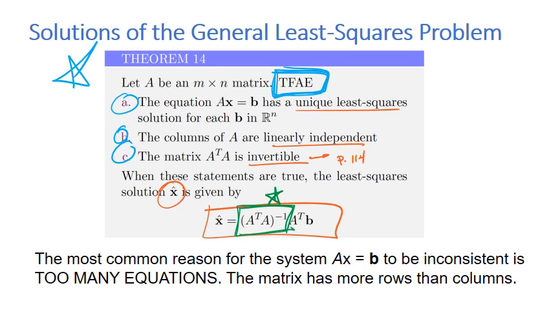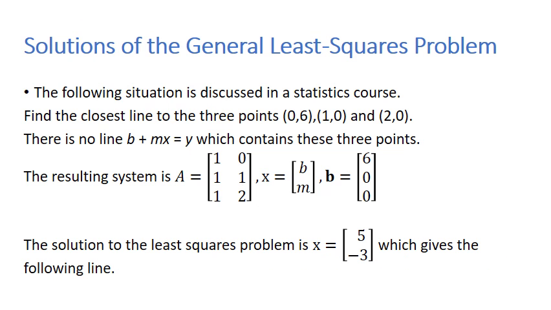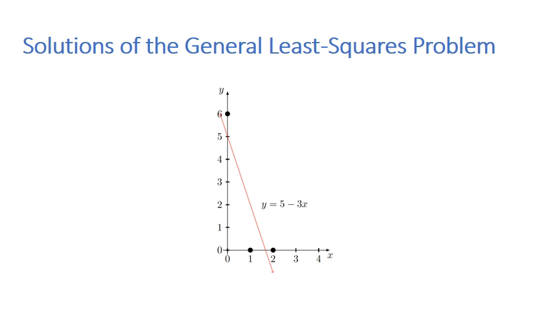So the most common reason for the system to be inconsistent is that there are too many equations, and that occurs when the matrix has more rows than columns. So the last two slides I kind of thought about taking out, but it just illustrates an example from statistics and how this can be used. Because this information is not in your homework and we are not going to be assessed over it, I'm going to skip over this, but if you'd like to read through this, you are more than welcome to.